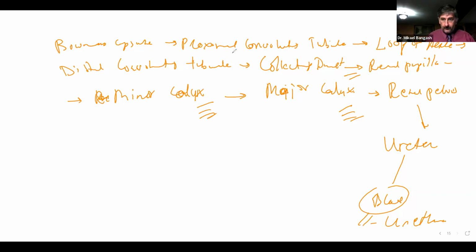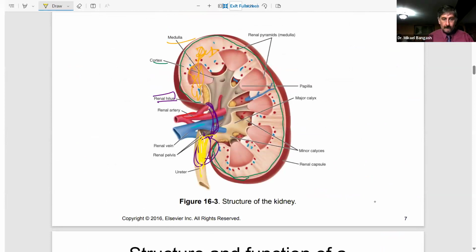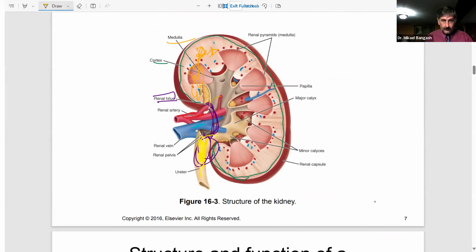So just one last picture before we go on break. This area of a kidney, that was the renal pelvis. Any questions?